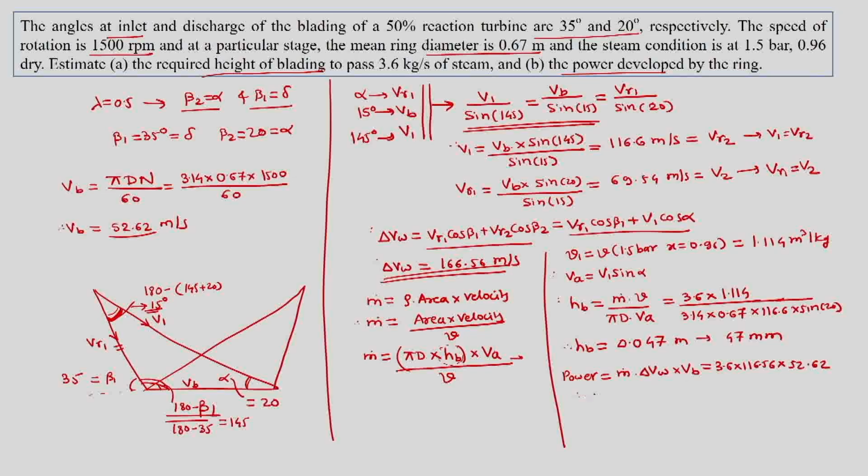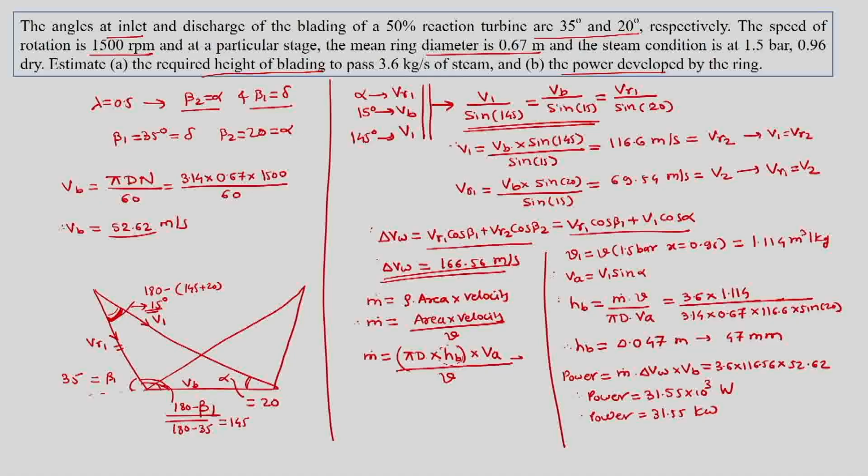So we have this answer: power developed will be 31.55 into 10 to the power 3 watt. So power is equal to 31.55 kilowatt. Having said this, we found out both the power developed and the height of the blade.